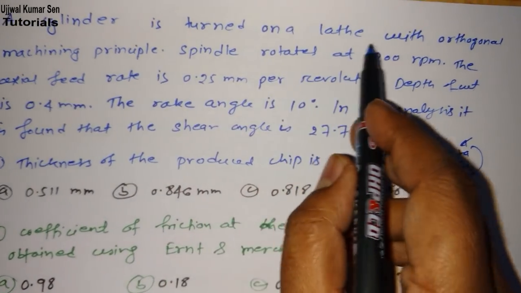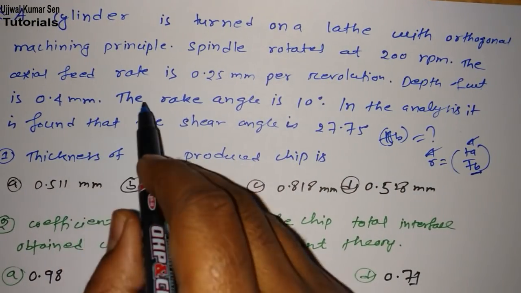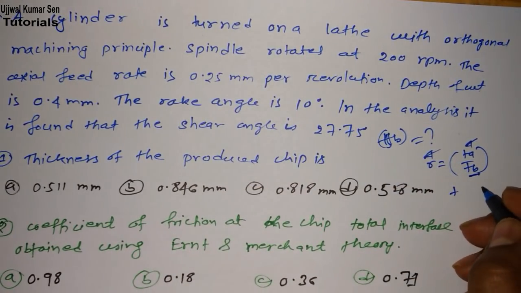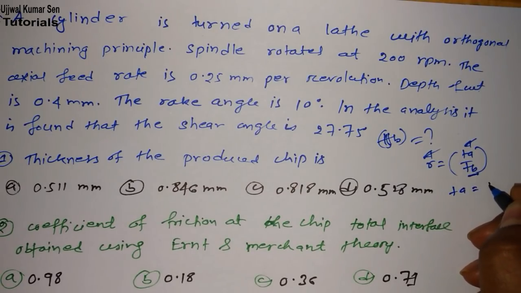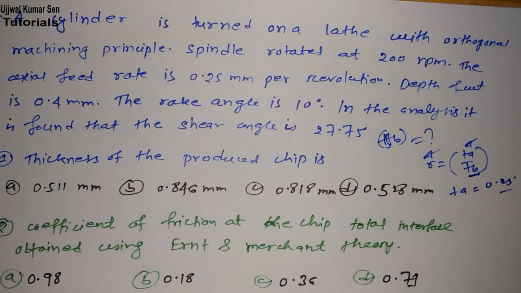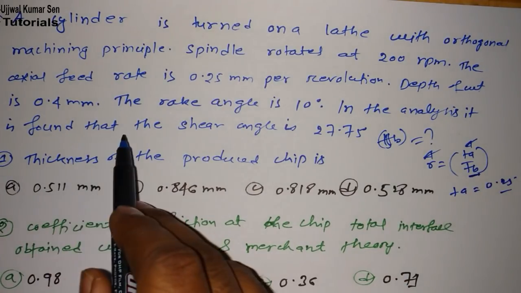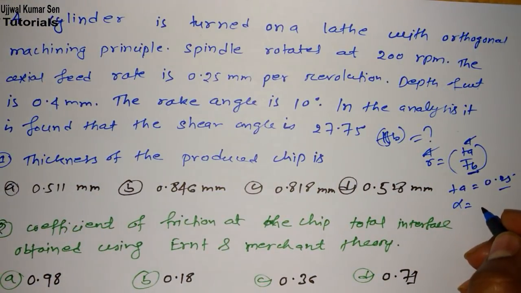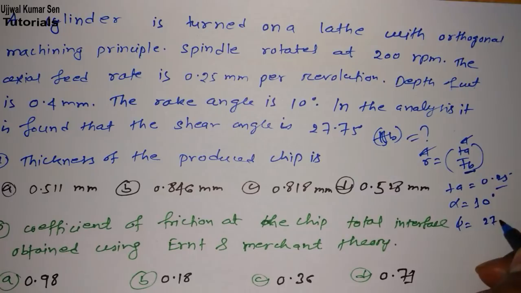A cylinder is turned on a lathe with the orthogonal machining principle. The spindle rotates at this speed, and the axial feed rate is this. The axial feed gives us the uncut chip thickness, which is given as 0.25. We have to find the chip thickness. The depth of cut is this, and the rake angle alpha is given as 10 degrees. In the analysis it is found that the shear angle phi is equal to 27.75.